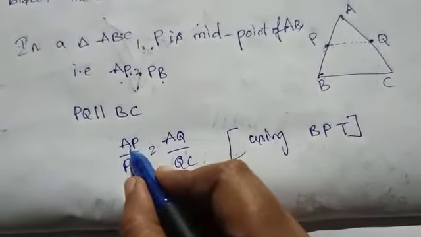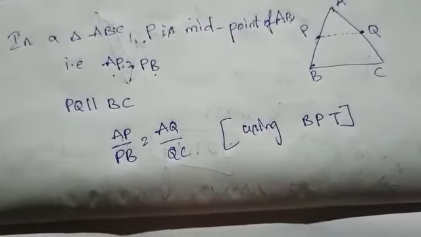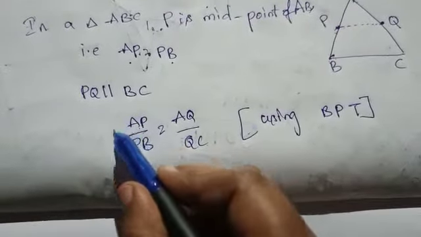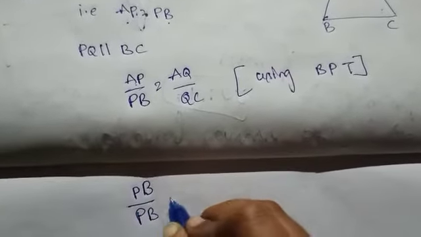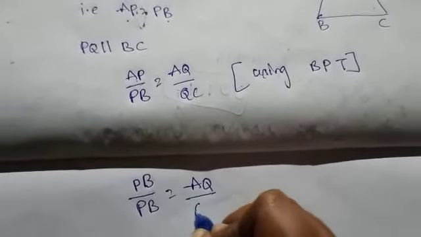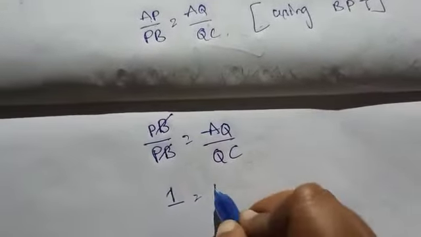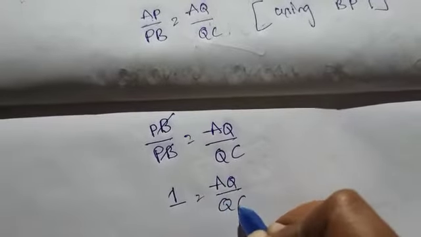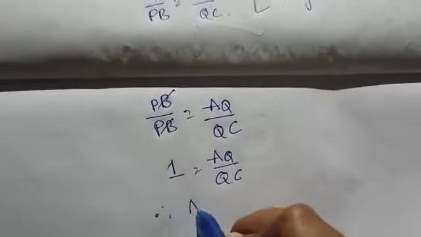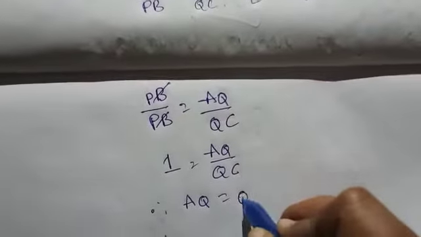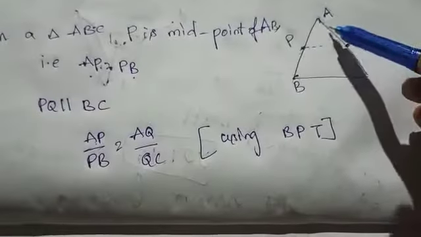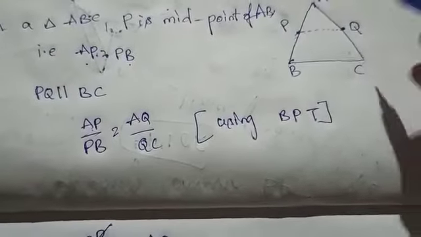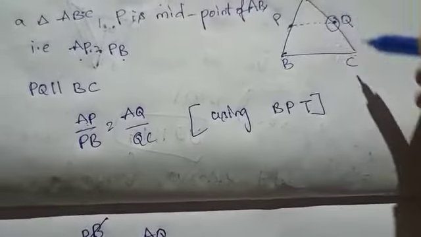AP equal to PB. Write PB in place of AP. PB gets cancelled, which is equal to 1. AQ by QC equal to 1. Therefore AQ equal to QC. See, AQ equal to QC. It means Q is the midpoint of AC.